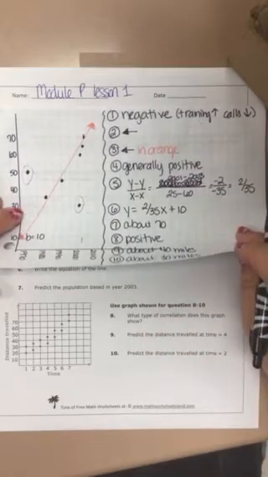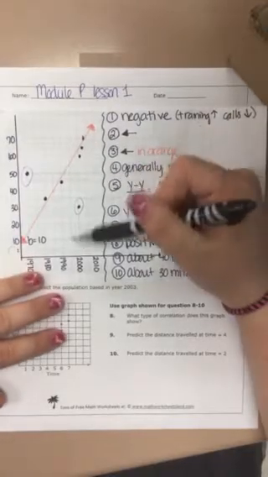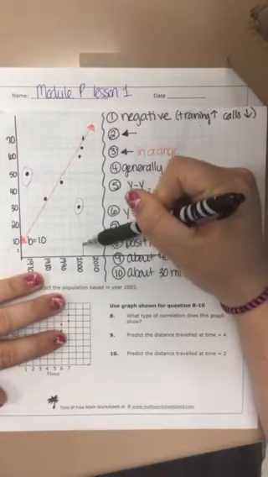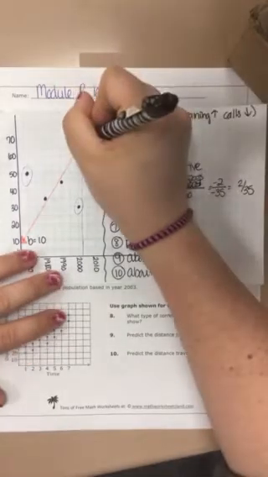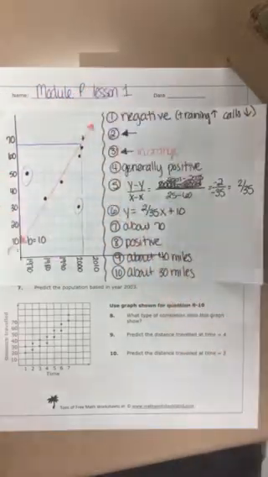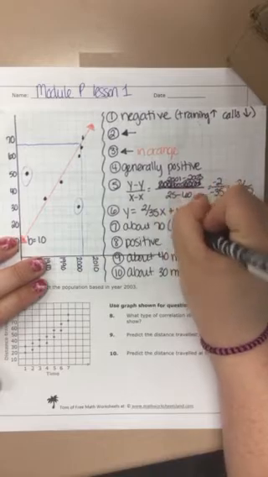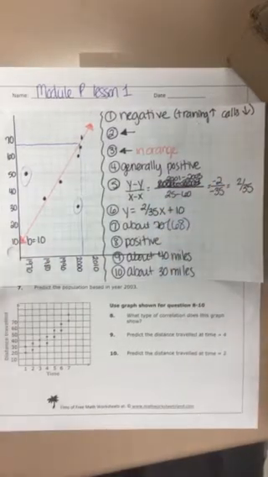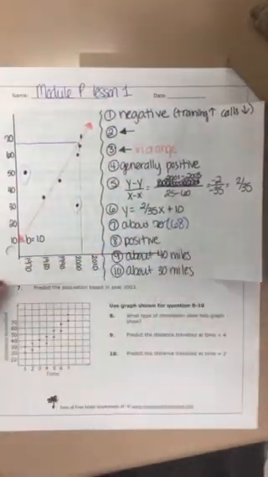All right, so number 7 said predict the population based in the year 2003. So if I look up from 2003, which is about right here, it's going to hit here. And if I follow that over, that actually has probably closer to 68. So I'm actually going to change my answer to 68. Okay, so all of those questions 1 through 7 had to do with that graph.